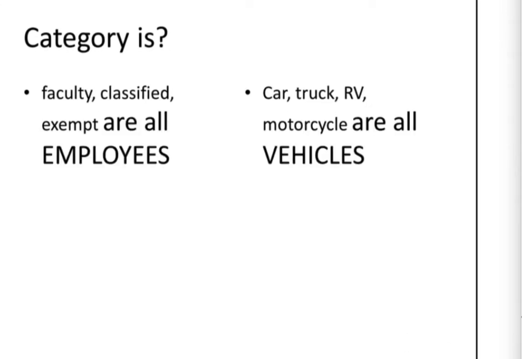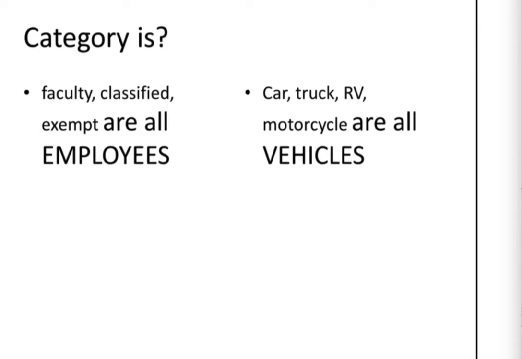So start out with some detailed things and you abstract up into a more general thing. Let's take a look at things on the left. So faculty, classified, exempt. Every employee at a public college is one of these three things. So you can abstract up and see, well, instead of having a separate table for each of them, let's have just one table called employees.